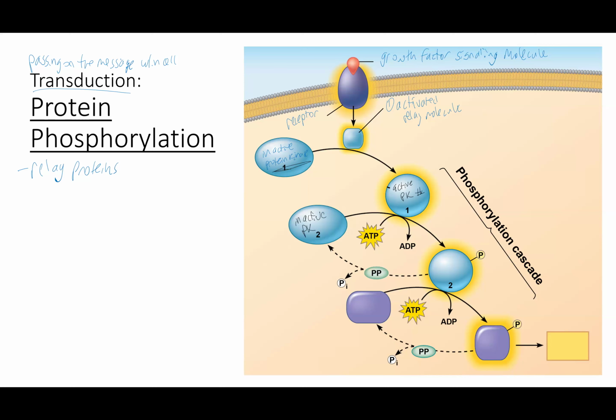So this is protein kinase number 1. It's going to take protein kinase number 2 and add a phosphate group to it. So now we have an active protein kinase number 2. This active protein kinase number 2 is going to take this inactive protein and phosphorylate it, making it an active protein. So this is a protein, not a protein kinase. And that's going to cause a cellular response.